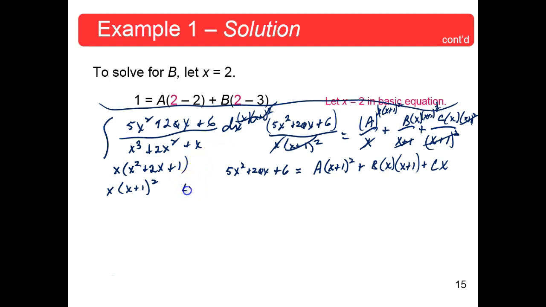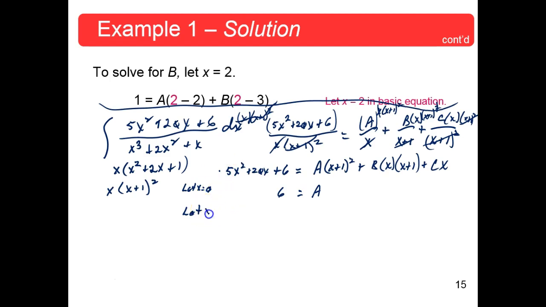On the left-hand side, what are you left with? 6. Over here, what are you left with? A. Because 0 plus 1 is 1, squared is 1, and 1 squared is 1 times A. Over here, what are you left with? 0. So we got A is equal to 6. That was pretty nice. Anything else? Let's go back to this one now.